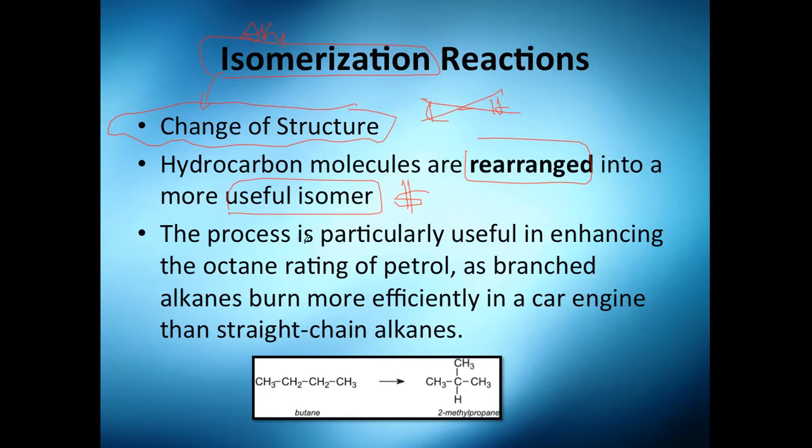a higher price. And the process is particularly useful for the octane rating of gasoline, petrol, or whatever you want to call it, gas, I think, for Americans, as the branched alkanes burn more efficiently, of course, because they have more access to oxygen. So imagine having these. You have oxygen here, oxygen here, oxygen here, oxygen here. It's better than having oxygen here, here, and here. So this butane burns less efficiently than this methylpropane. There is more space for oxygen.